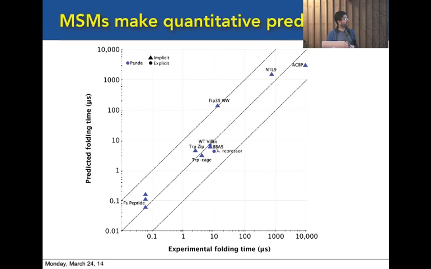And so also one of the things that we and others have been pushing is for MSMs to make quantitative predictions. This is something very simple, just the rate of folding of a protein, but there are other quantitative observables that you can actually pull out of this.